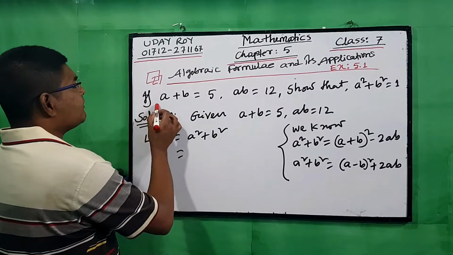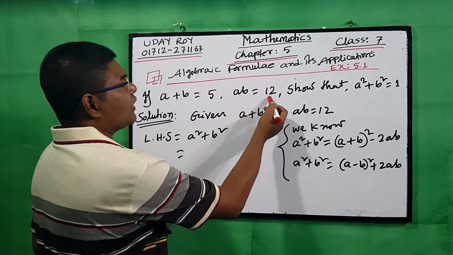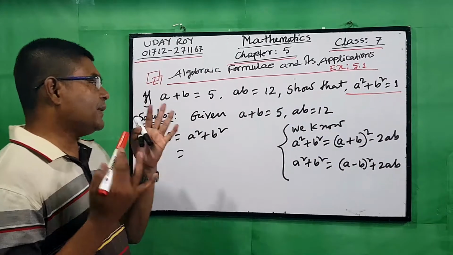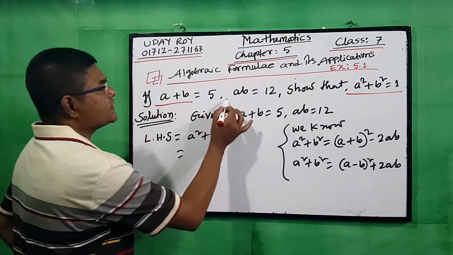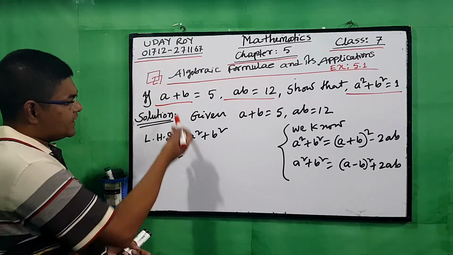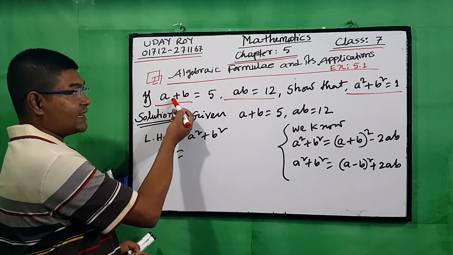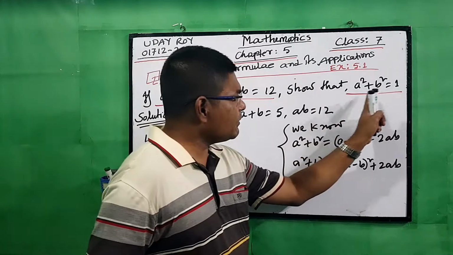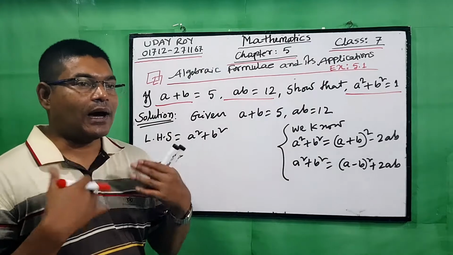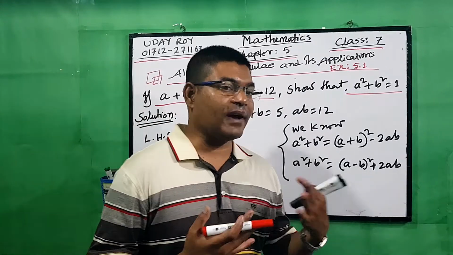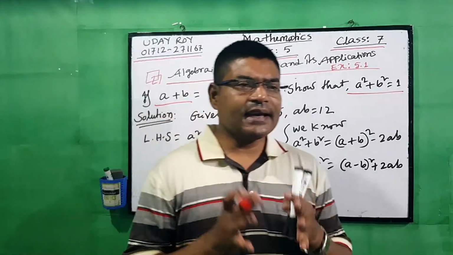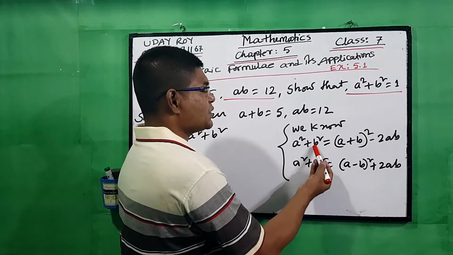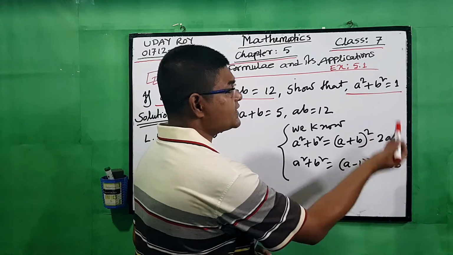Here a plus b equals 5, ab equals 12. Show that a square plus b square equals 1. Be careful, this is the given part. Here the given part is positive, a plus b equals 5, and ab equals 12. But a square plus b square equals what? So how many methods are there to find the value of a square plus b square? There are two methods. Here a square plus b square equals a plus b whole square minus twice ab.